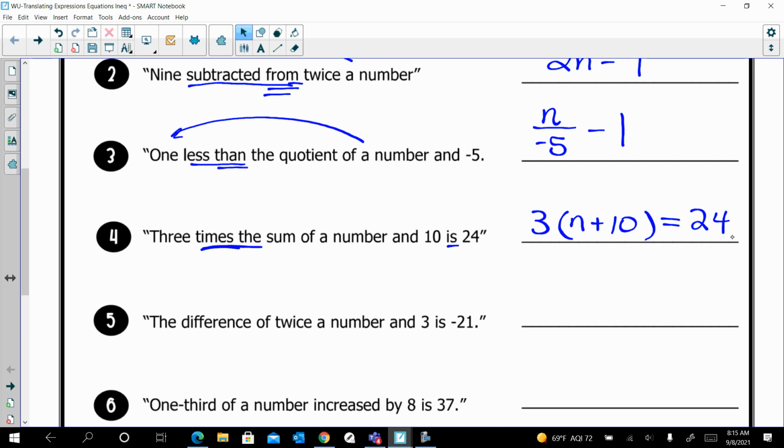All right, here this is the difference of twice the number and 3 is 21. Twice the number would be 2n. Difference is subtraction. So the difference between twice the number and 3 is equal to 21.